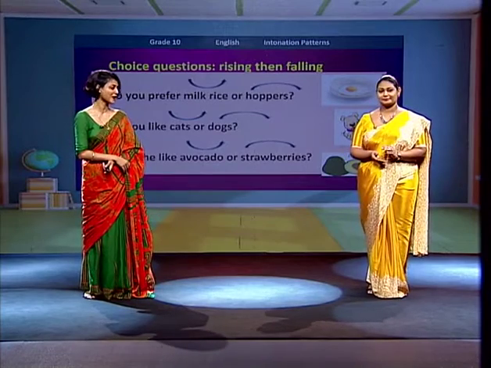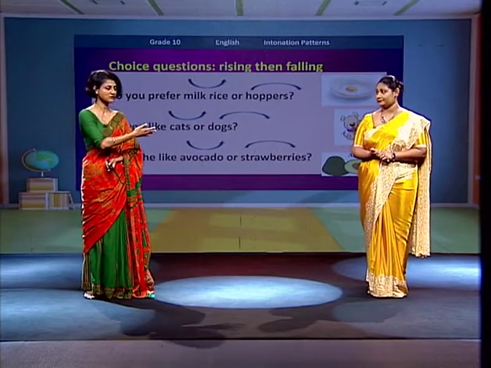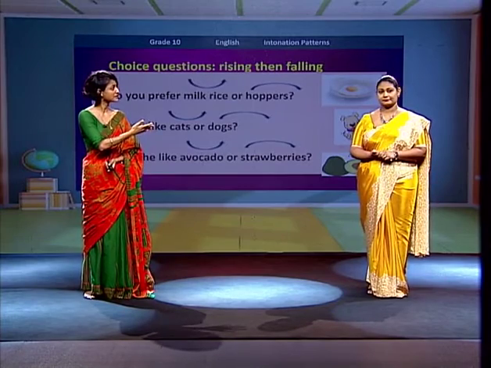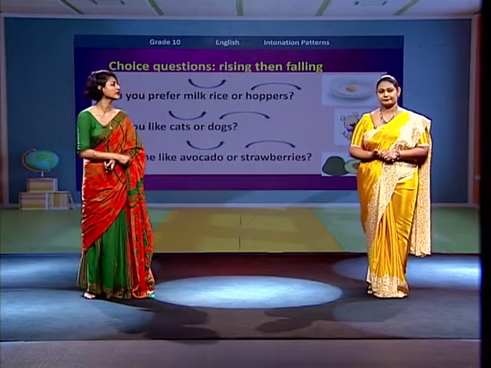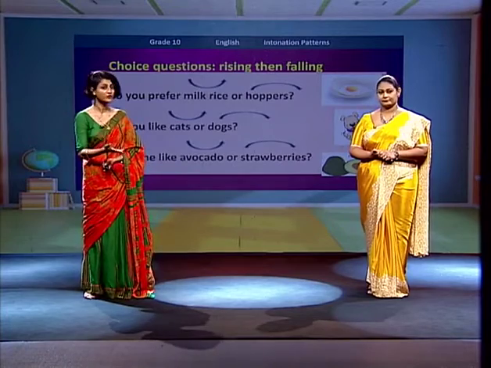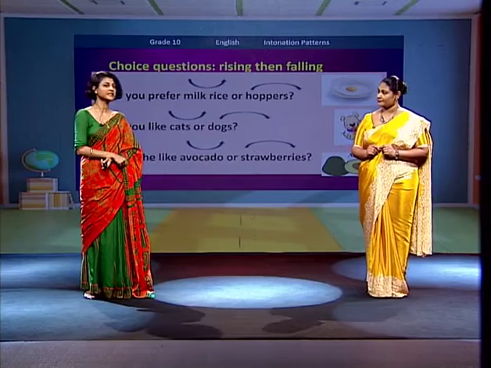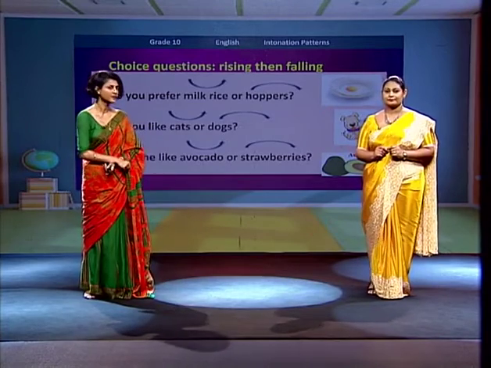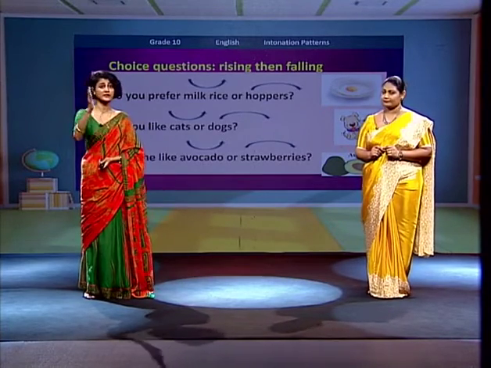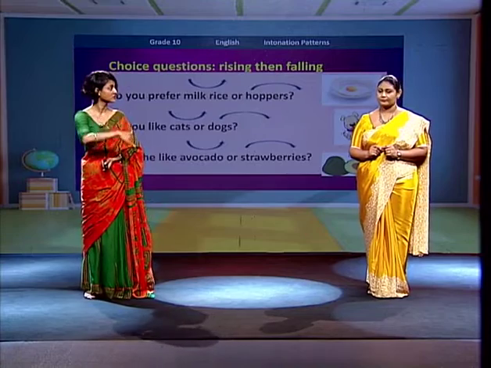So, when it comes to choices, Miss Suchitra said she likes cats over dogs. Yes. So, when you are given options and you make a choice, we call them what, Miss Suchitra? Choice questions. Exactly. When it comes to choice questions, you have an option, and here we can see a rising, then falling pattern of intonation. So, for the first choice, you have to raise your voice, and for the second choice, your voice will be going down.